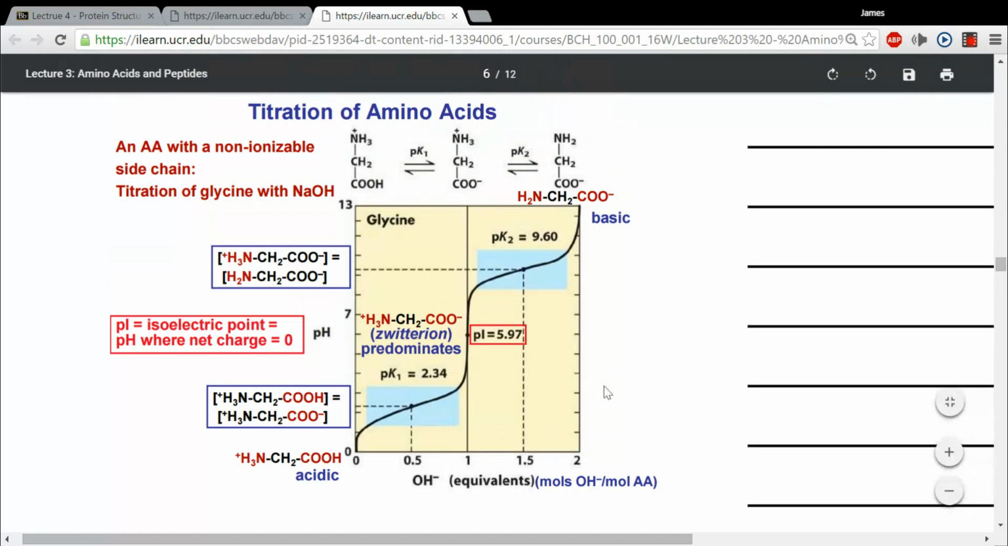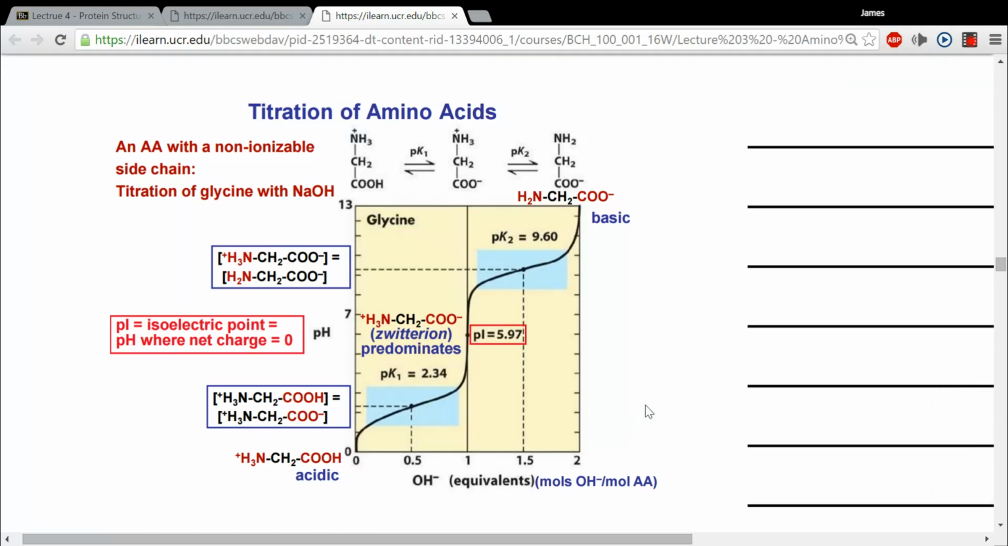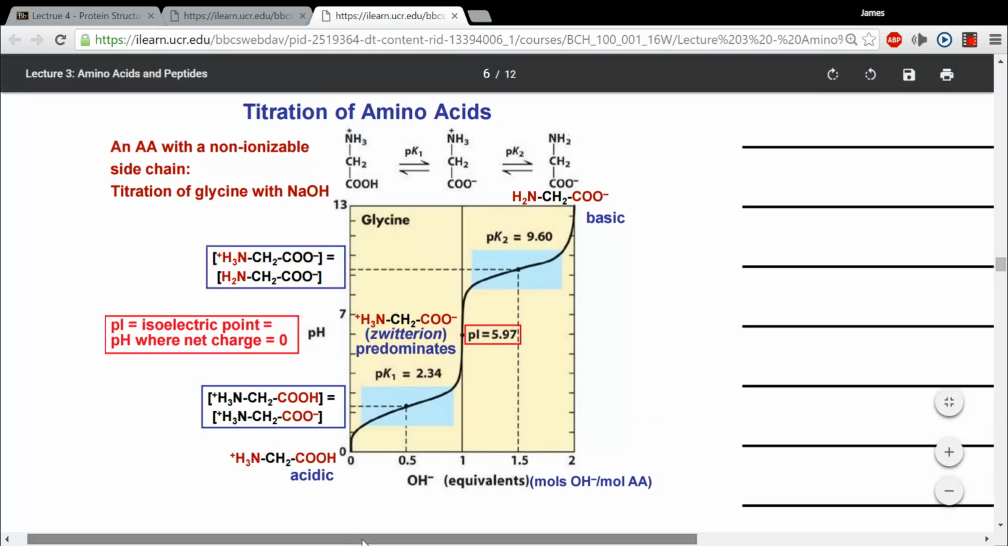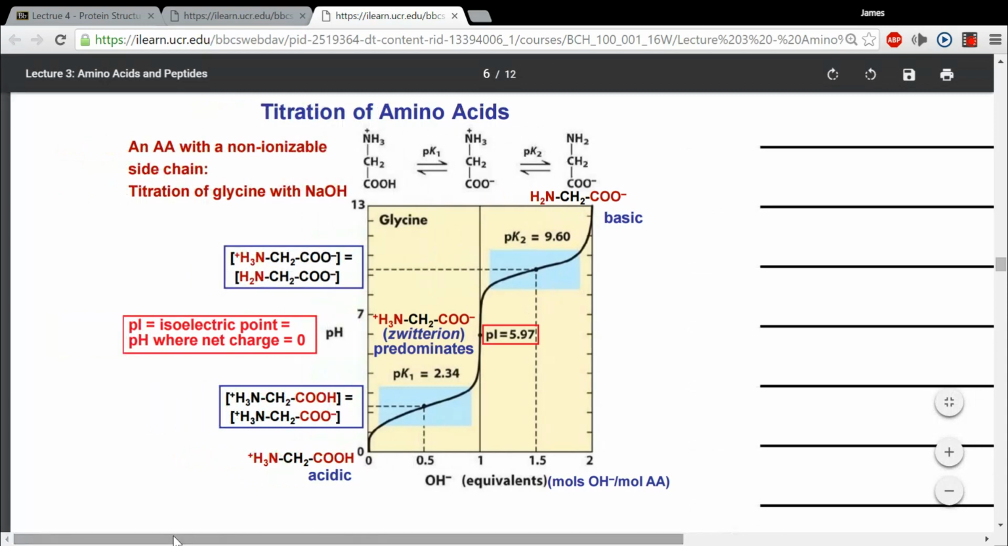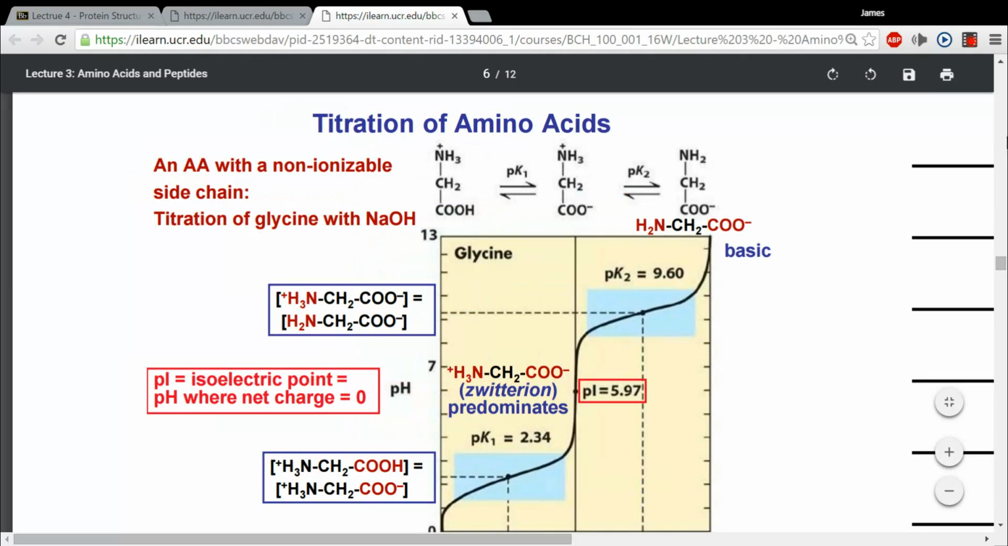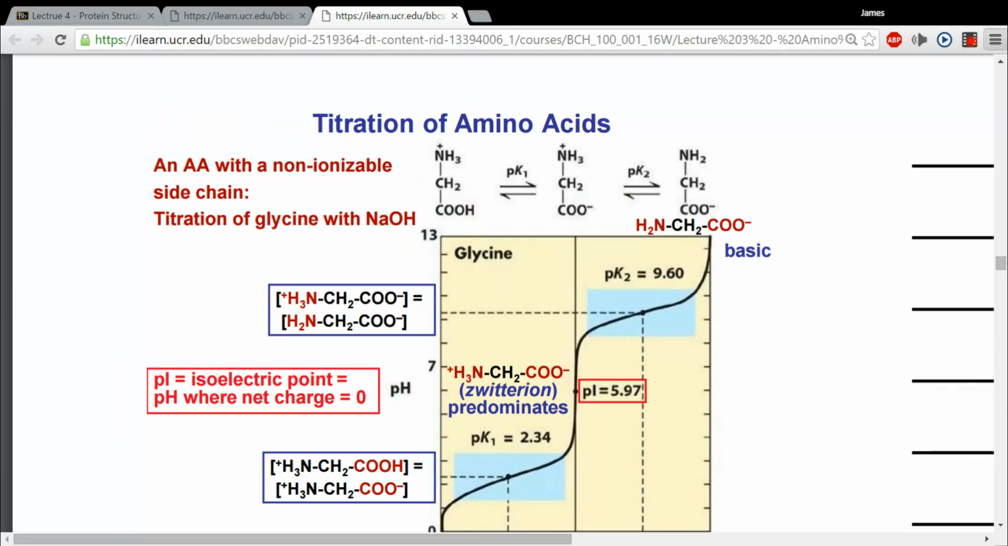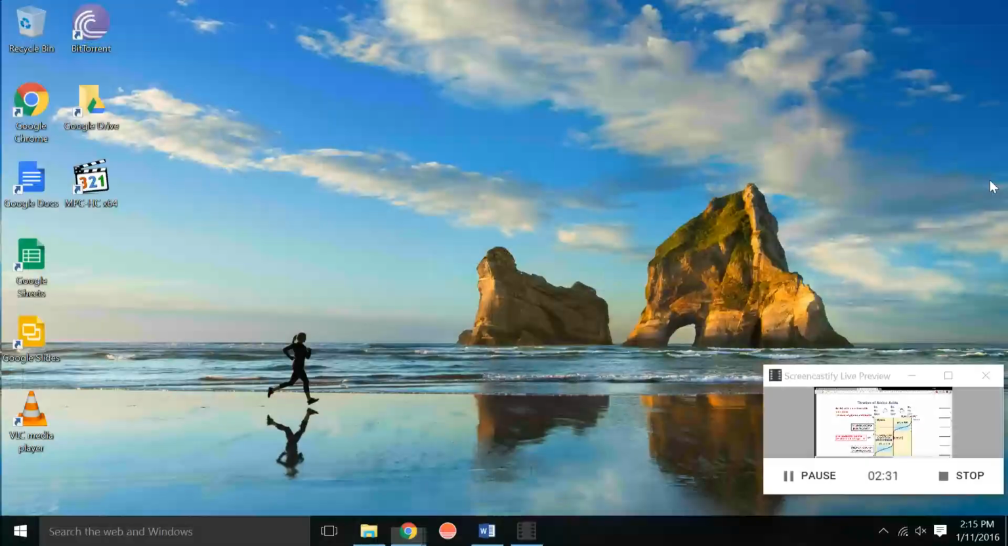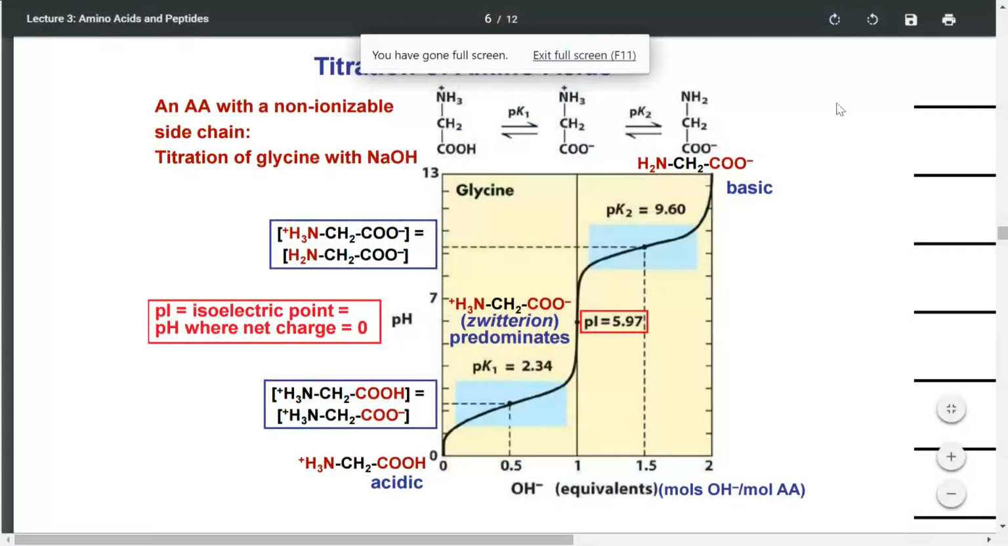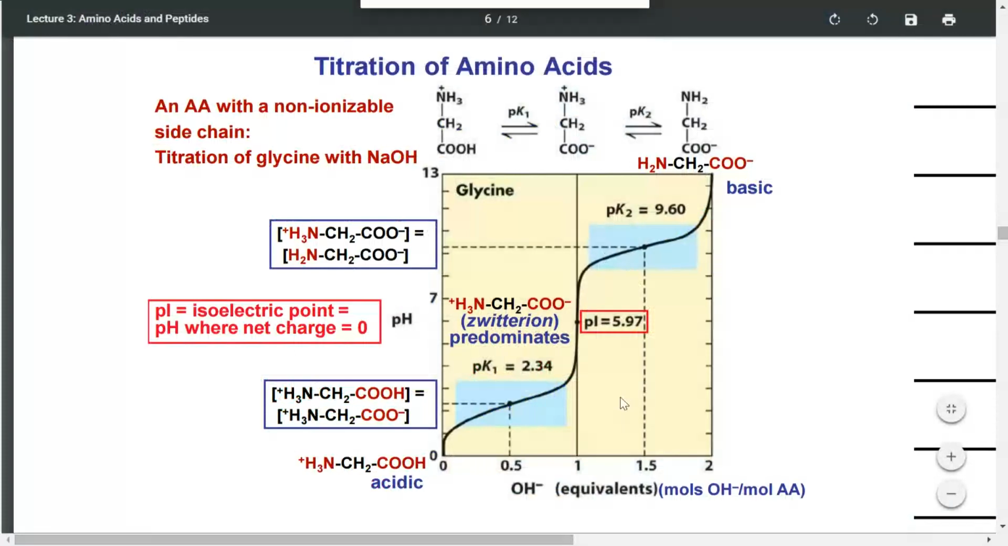The midpoint where we have equal molar amounts of the acid and conjugate base is known as the pK. So in this particular case, for a free amino acid, the pKa for glycine is about 2.34. And when we conjugate that to peptides and polypeptides, then this will tend to be higher, and the other one will tend to be lower. Okay, but for the free amino acids, these are fairly typical.